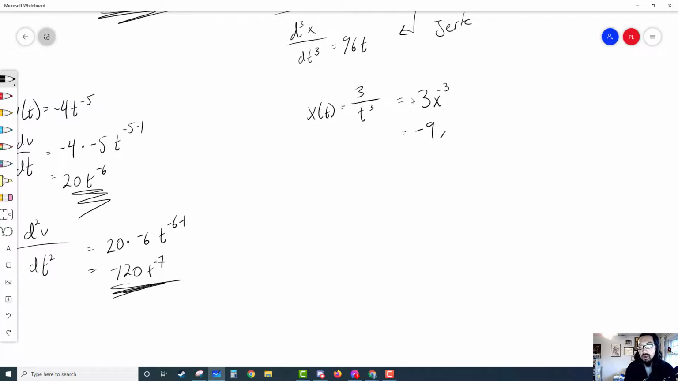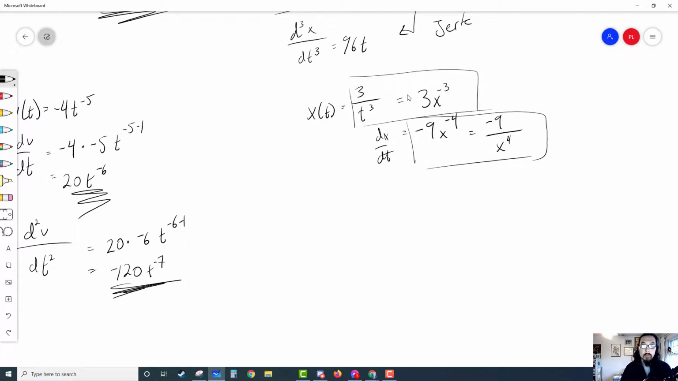So it gives us negative 9, x to the negative 3 minus 1, which is 4. So this is our first derivative, dx/dt. Now, if we were to write this out in a form so that we don't have any negative exponents, this is the same as saying negative 9 over x to the fourth. So this is all the same. We're saying the same thing.